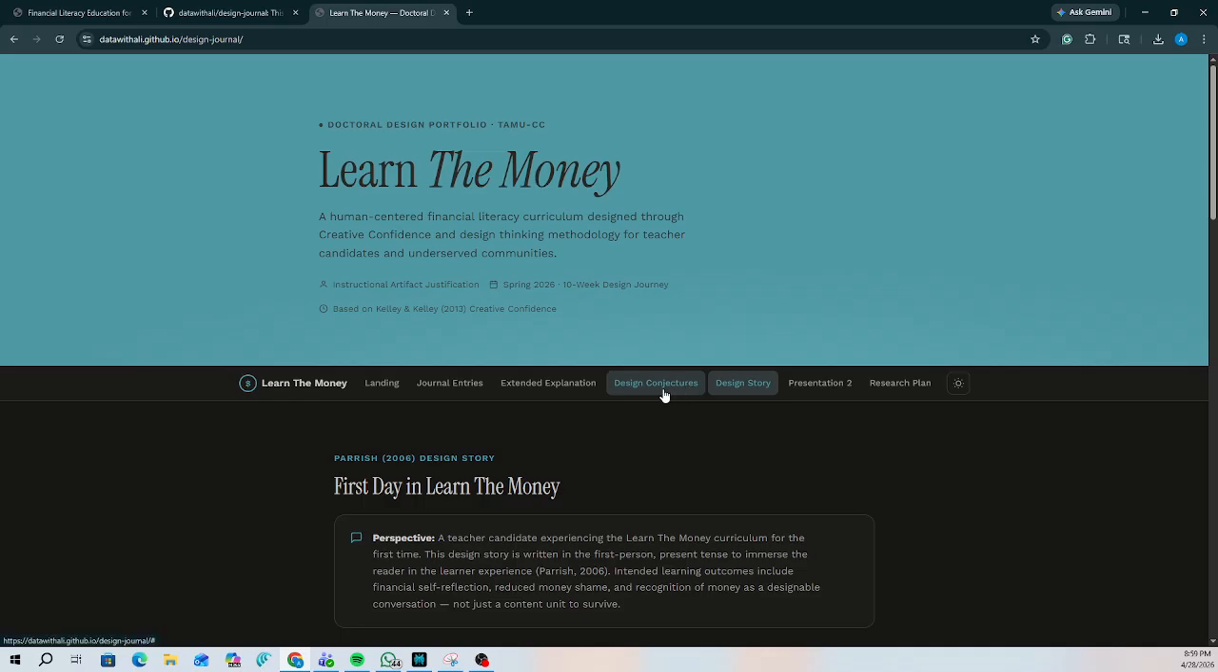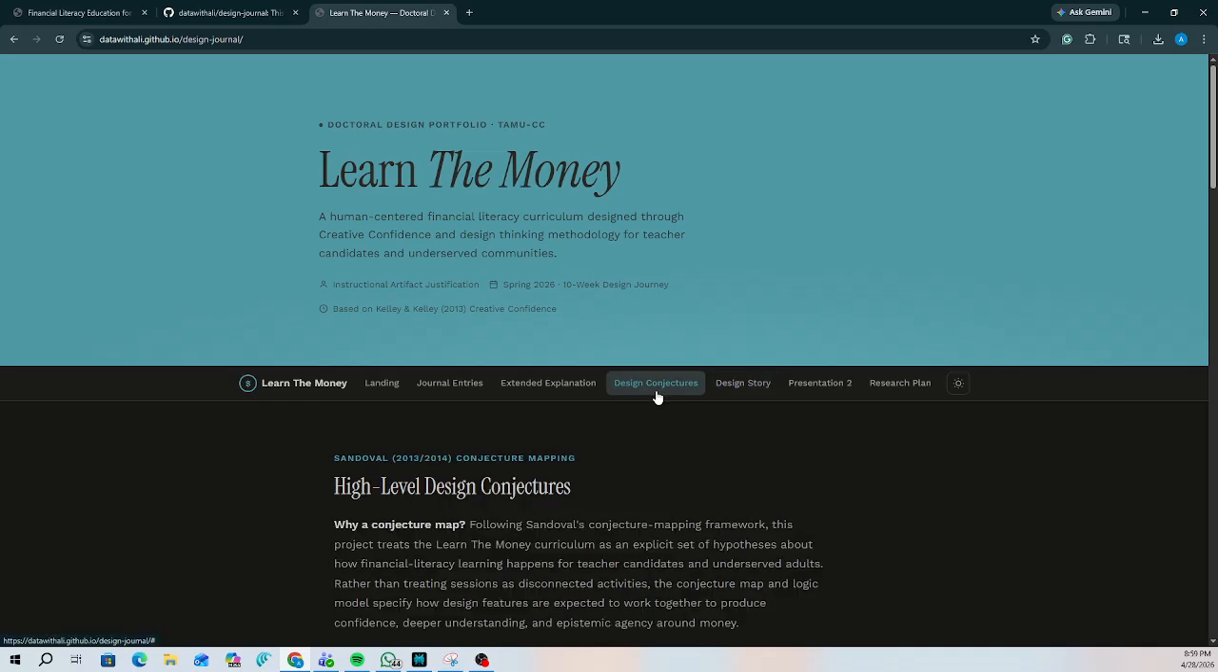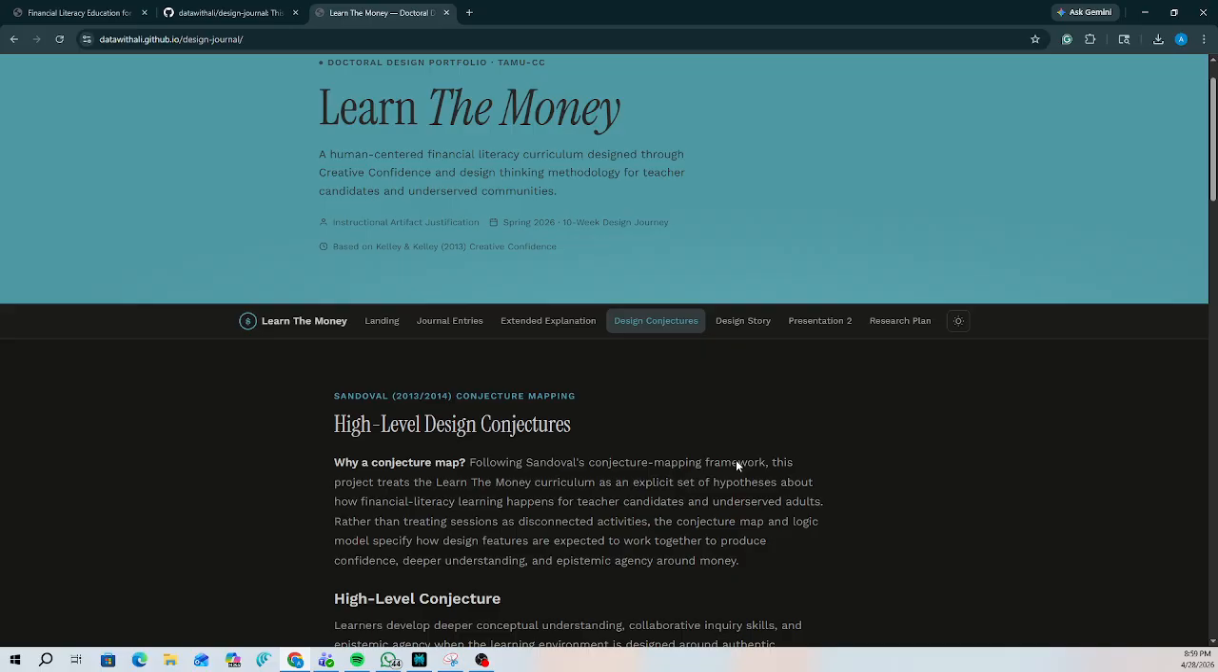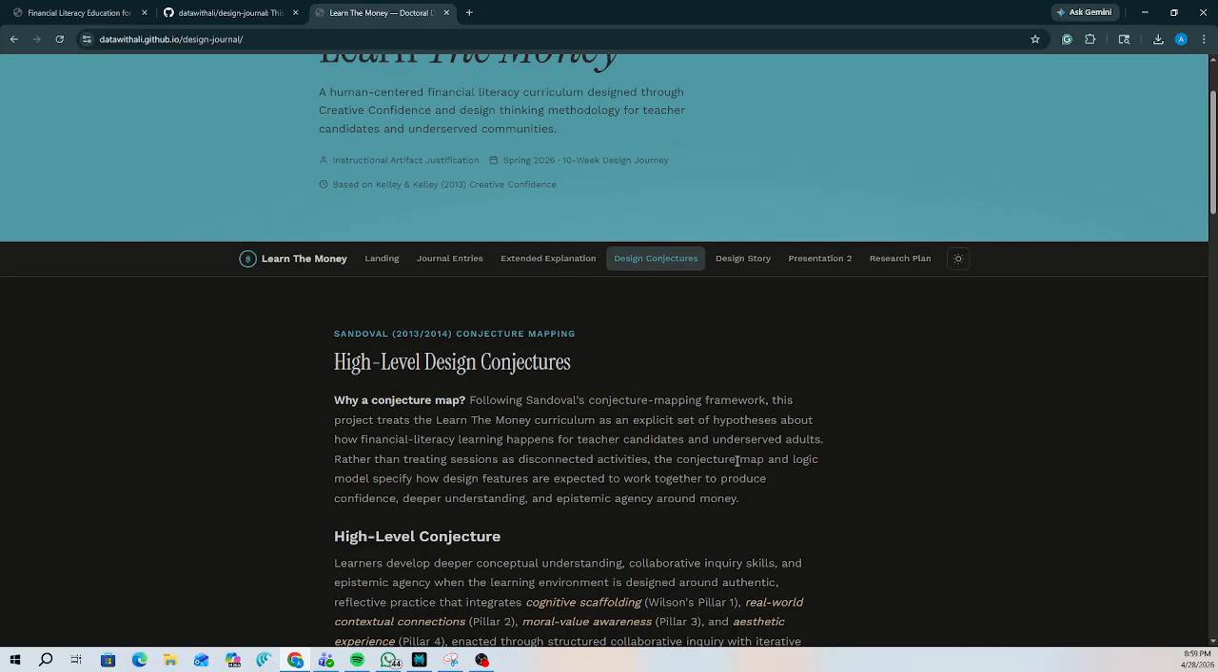So let's talk about, I promise I didn't want to skip this, the design conjectures. This section represents a high-level design conjecture and its supporting structure. The high-level conjecture is that, in this context, a carefully structured public design journal about money, combined with reflective prompts and authentic financial scenarios, will help learners build financial confidence, practice evidence-based decision-making, and see themselves as capable agents in financial conversations.